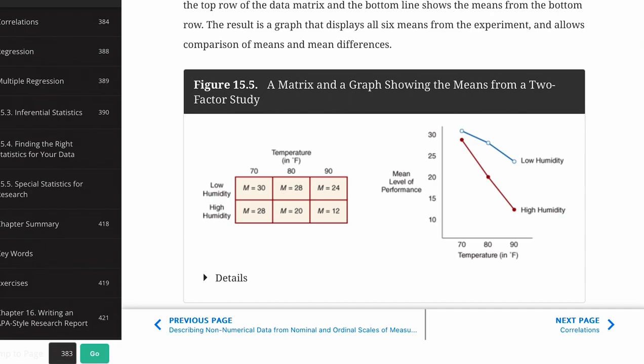Same thing with high humidity. We go with 70, we go up to 28, and then we go down to 20, and then we go down to 12. As we go across the matrix and as we go across the x-axis, we just make those data points, and then we draw that line. And so you can see that they're heading in the same direction. If we kept drawing those lines, if we had more measurements, they would eventually connect. They would eventually cross. And so they're moving towards each other. They are not parallel. So there is an interaction here between temperature and humidity.